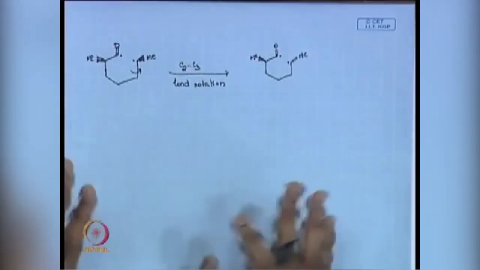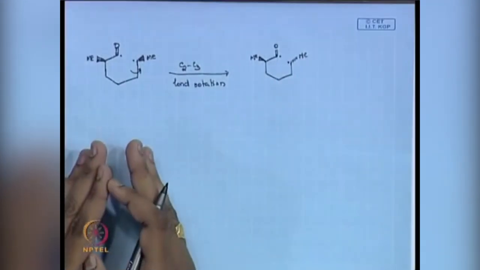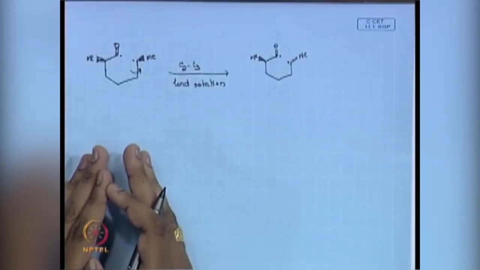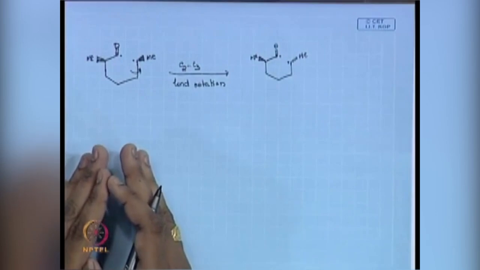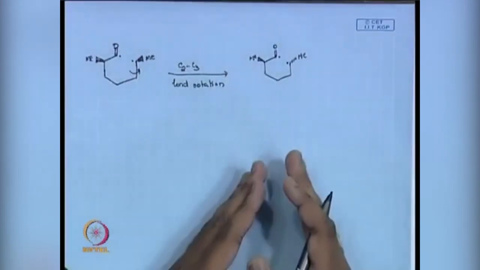Now, what happens? Both are the same type of radicals, right. So, if this undergoes decarbonylation to give me a 1,5 radical, then this also should undergo the same decarbonylation to give me 1,5. If this is going to do my intramolecular hydrogen abstraction, then I have to do it for this also. So, you see that. Now, what happened? Once I put 2 methyls, the formation of product will be more.